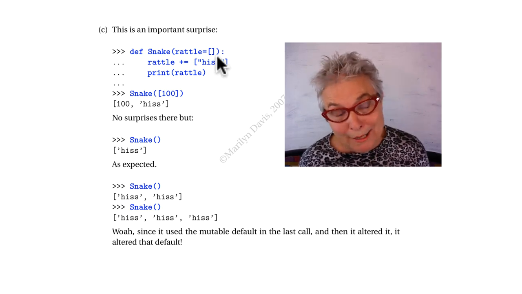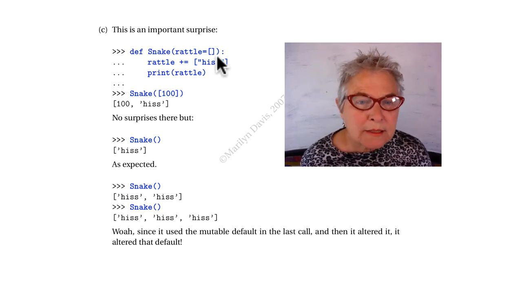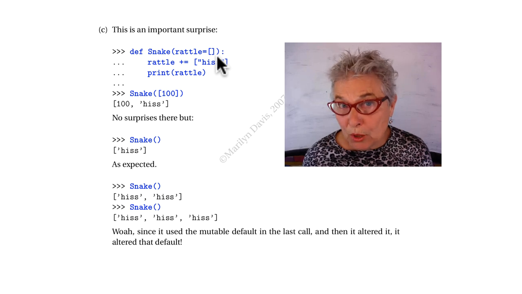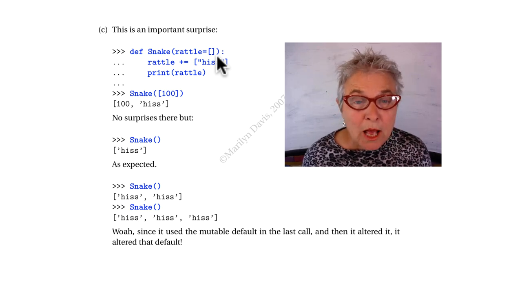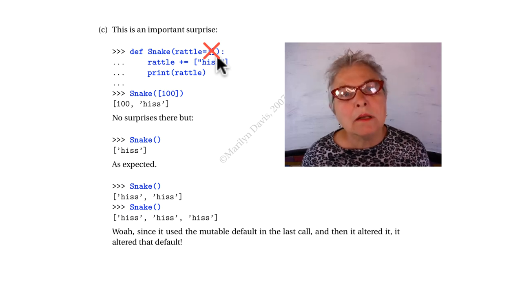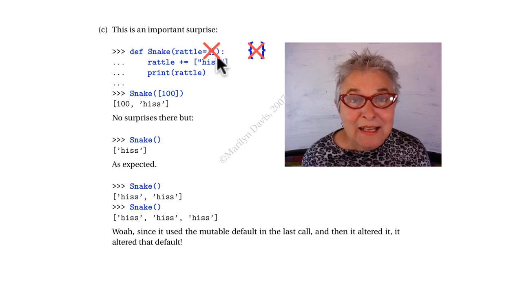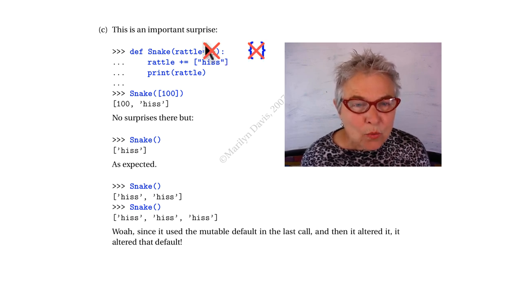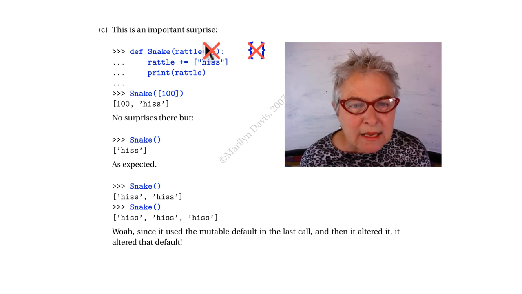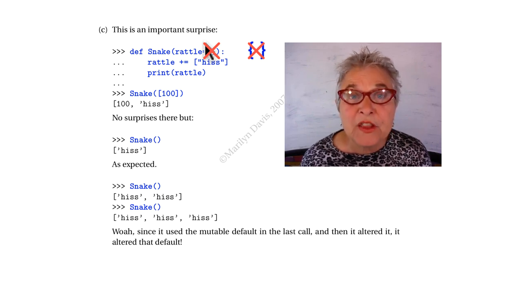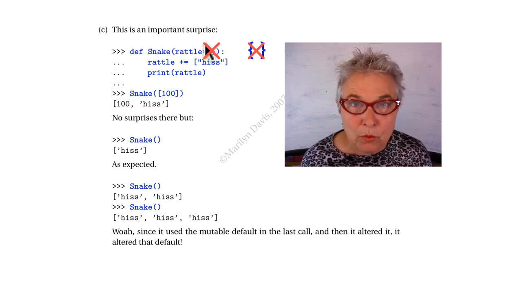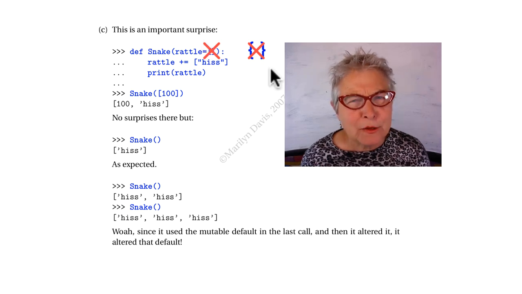The takeaway is to realize that for mutable objects, you cannot put an empty mutable as your default. Python can't handle it. Whatever happens to that list, happens to that list in memory. And this rattle, when it comes around again, sees the thing that happened before and before. Definitely a pitfall. Don't fall in.